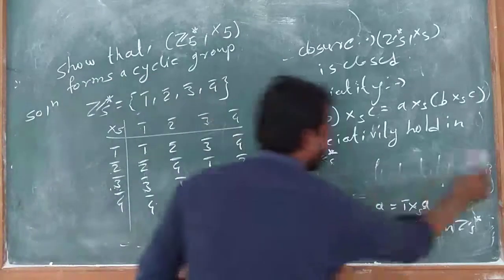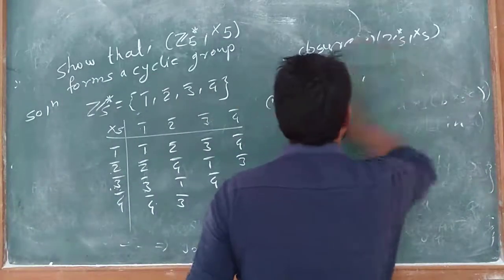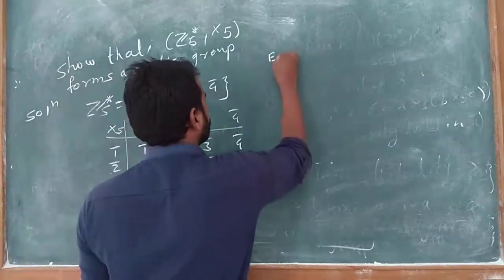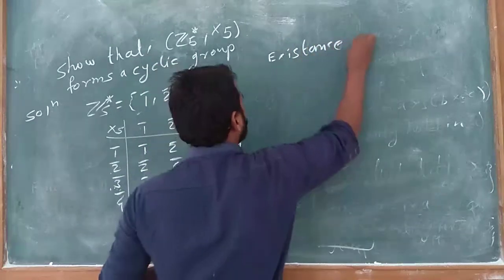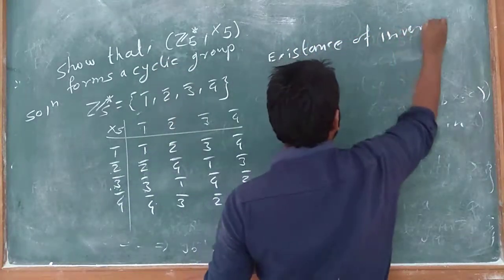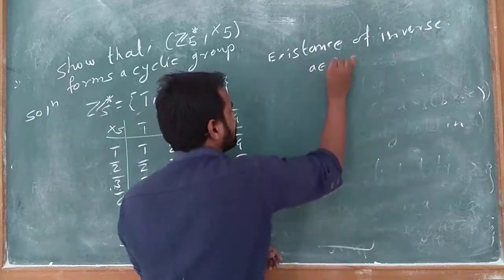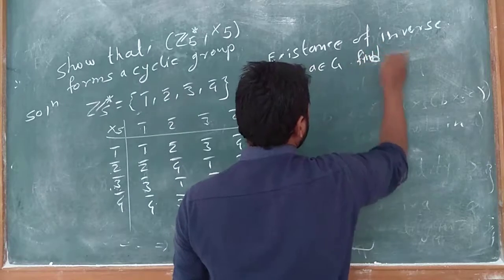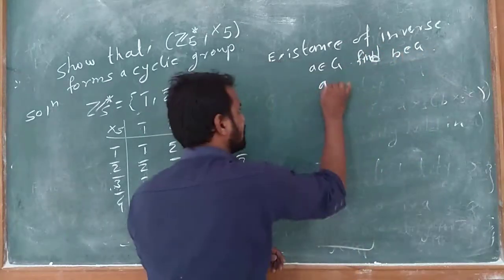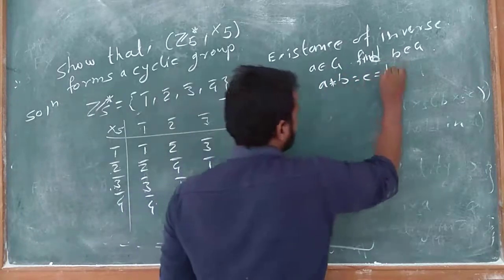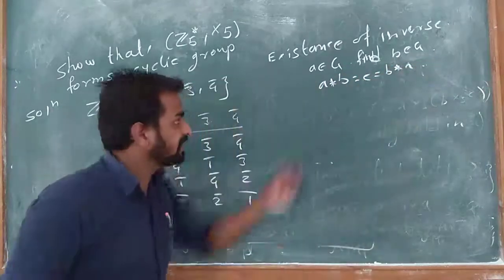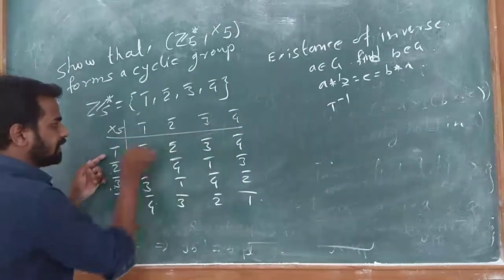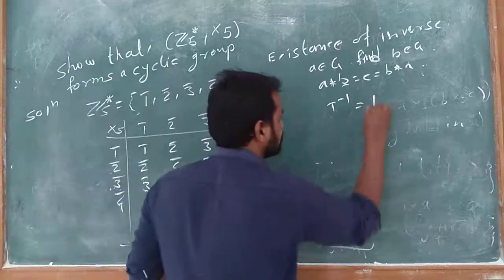Now we will discuss the existence of inverse. For finding inverse, let A belong to G. Then we have to find B belongs to G such that A star B is equal to B star A. That is, we have to find this. By this table, 1 into some element is equal to 1 bar, so 1 inverse is equal to 1 bar.